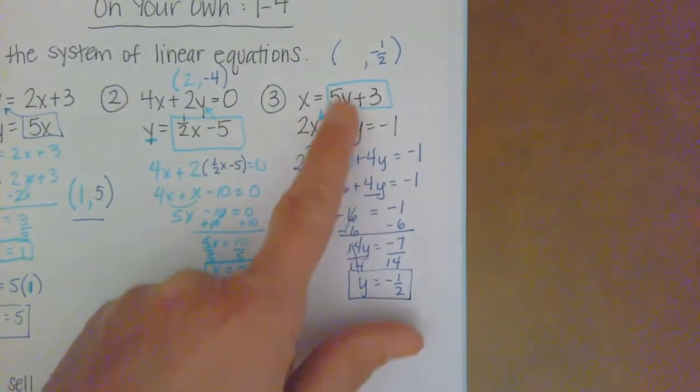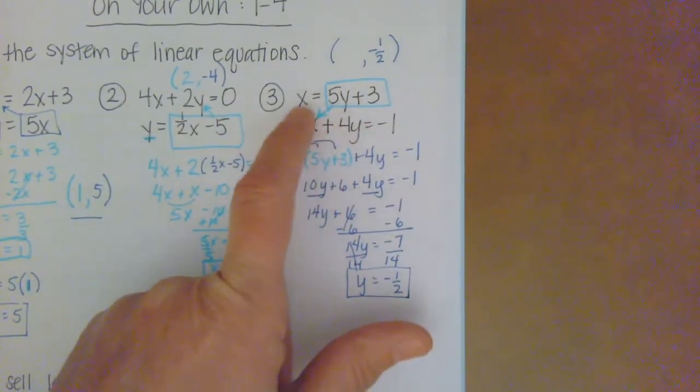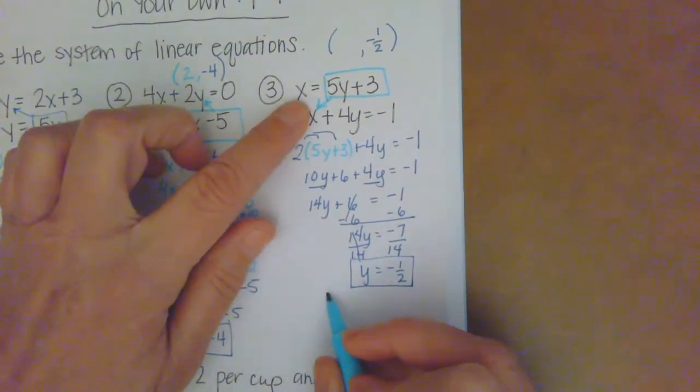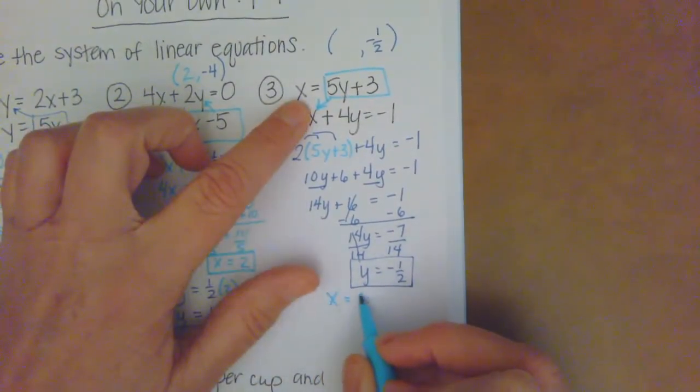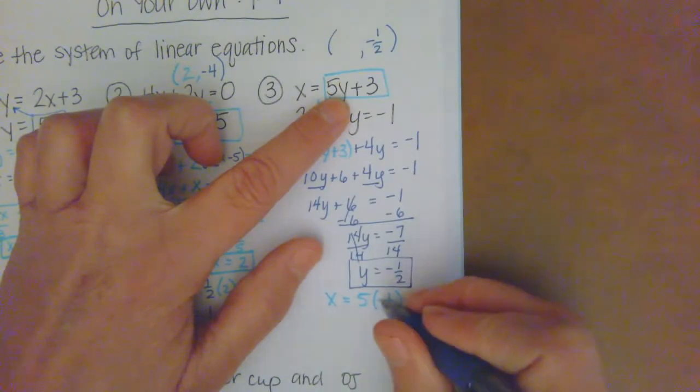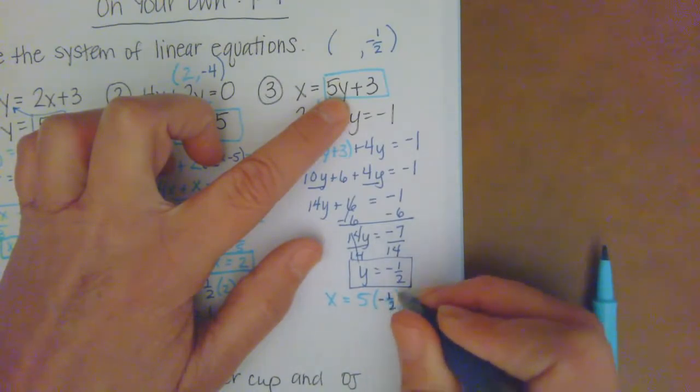Now we're going to take this and substitute into either one. And I'm going to do it in this because it's going to give me x. So I'm going to do x equals 5. Take the y out and put in negative 1/2. So I guess I was doing this a different color, so it's easier to see. Sorry.